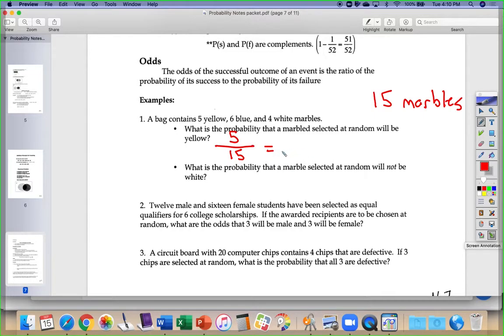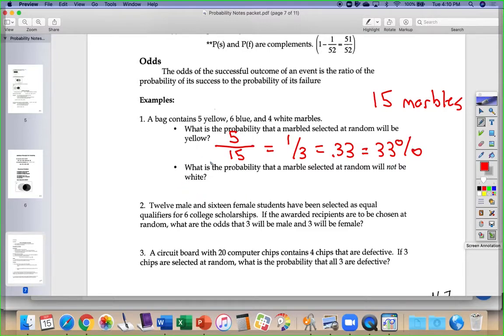So the probability here is going to be 1/3. You could also write this as 0.33. You could also write this as 33%. Probability questions can be fractions, decimals, or percents.